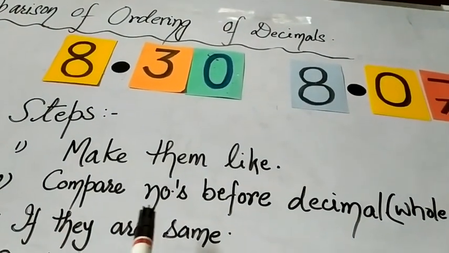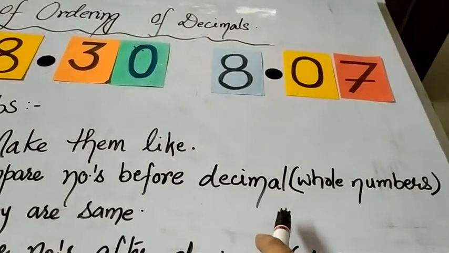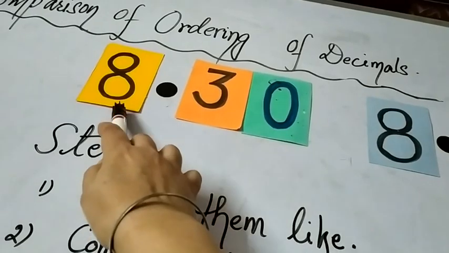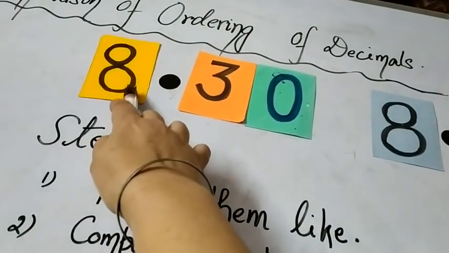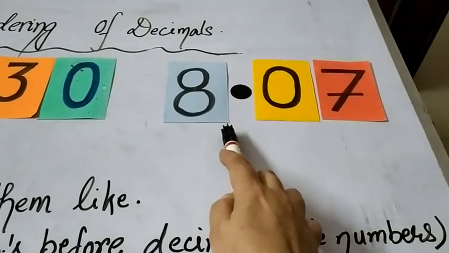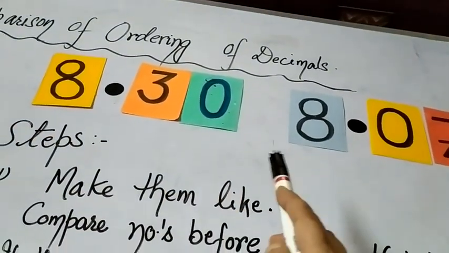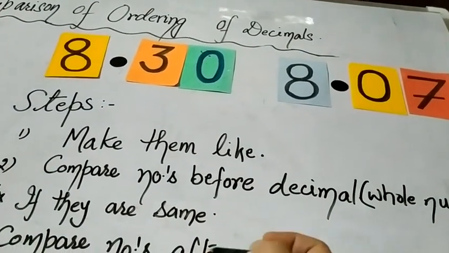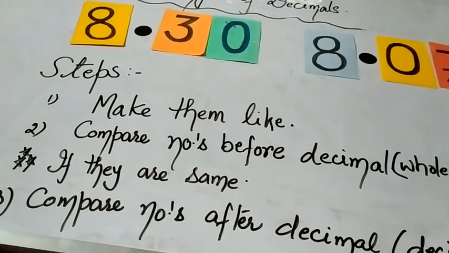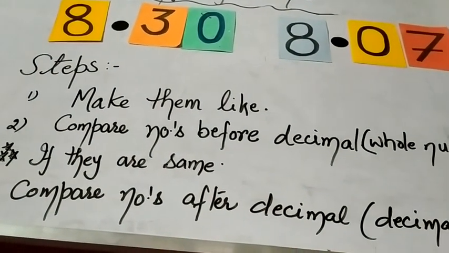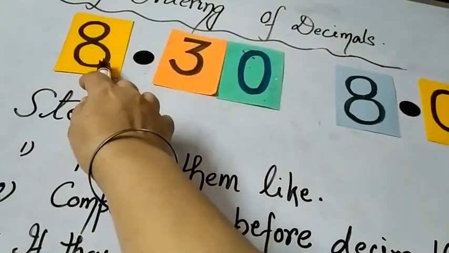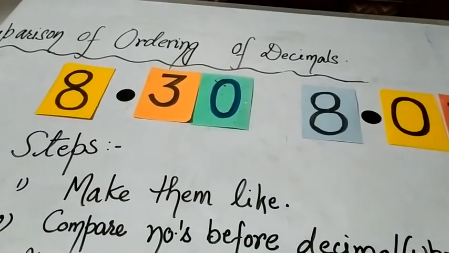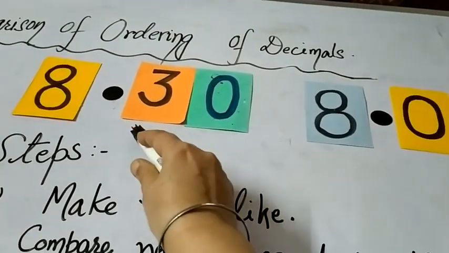Second step: compare the numbers before the decimal, which are called whole numbers. Look at the number before the decimal. Here the whole number is 8, and here again it is 8. So both are the same. It is not giving us any clue which is bigger and which is smaller. If they are the same, then what do we do next? We will compare the numbers after the decimal.